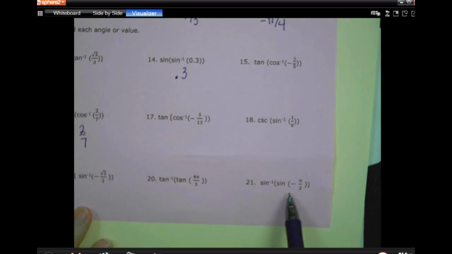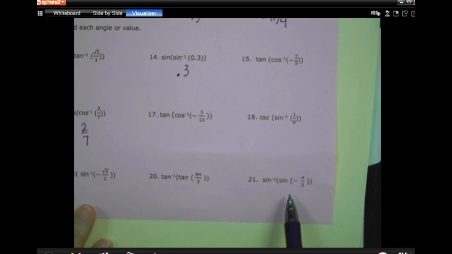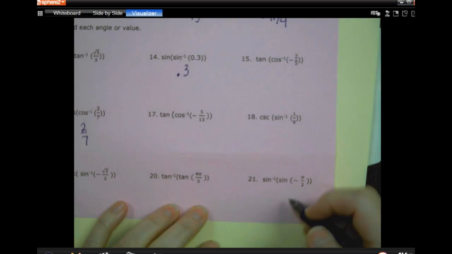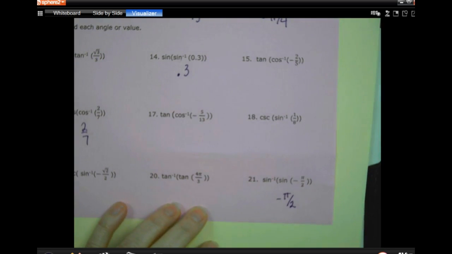All right, so look at number 21. Is negative pi over 2 in the restricted area? Yes. So that means the sine and the inverse sine cancel out, and it's negative pi over 2. It doesn't matter if the inverse is on the outside? Nope.